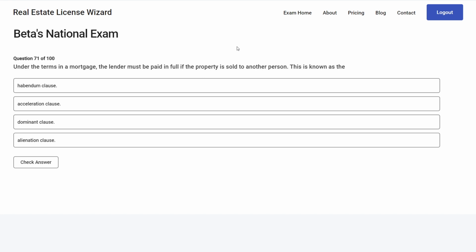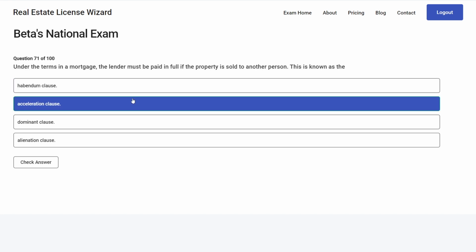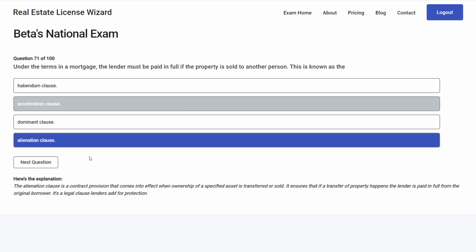But when we're talking about this specific one, under the terms of a mortgage, the lender must be paid in full if the property is sold to another person. This is known as, do you guys remember? It was the acceleration clause. Oh, oops, I mean the alienation clause. Look at that. I even made a mistake.